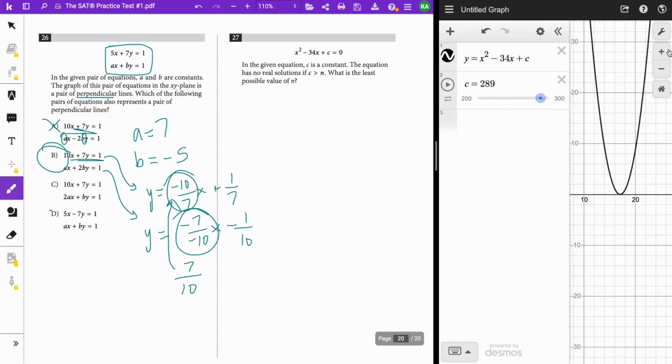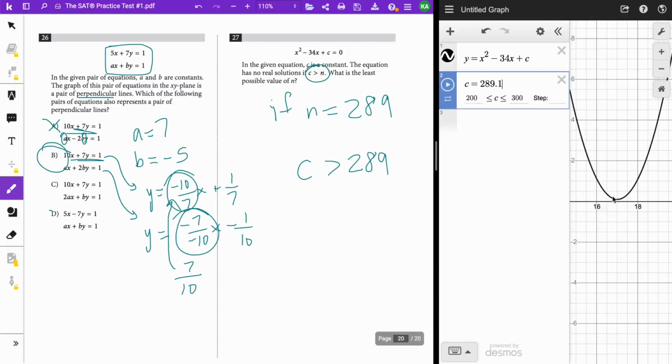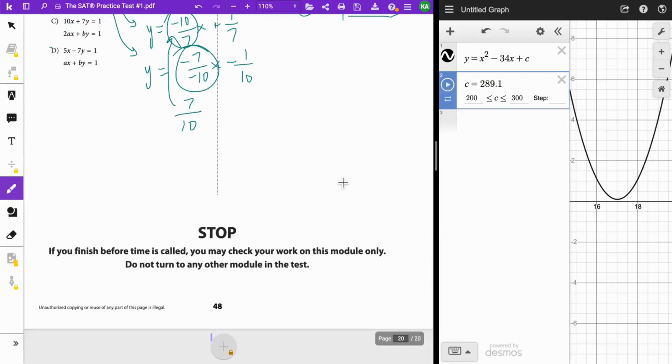Okay, so at 289, it just touches the x-axis, but that still counts as a solution. So if n is equal to 289, remember, C is bigger than n. So if C is greater than 289, maybe 289.1, look, it rises above and has no solution. So as long as C is greater than 289, even if it's 289.1 or 289.01, that's going to be our answer. So n, the least possible value of n, is 289. And that's that. So that's the end of the test.